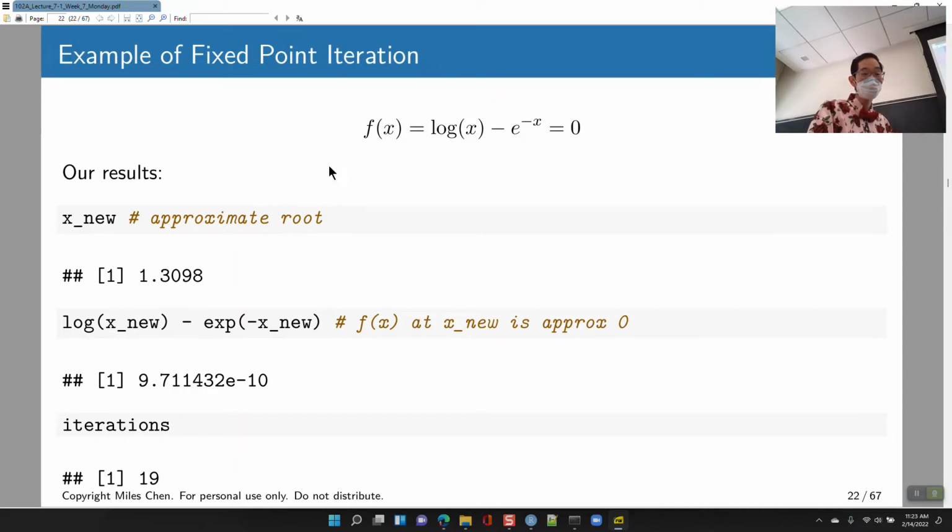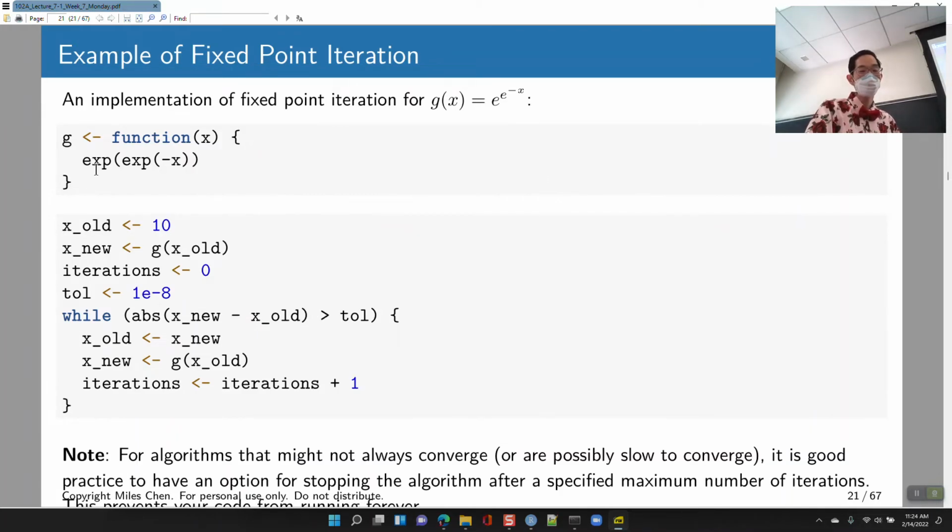1.3098. I can plug that in to f of x. I say log of x minus e to the negative x. And indeed, we get 9.7 times 10 to the negative 10. So we get a very small value, something very close to 0. And it took me 19 iterations to get there. 19 iterations. So not so bad. We seem to have found a root of this function just by defining another function, g of x, and just applying g of x over and over and over again.